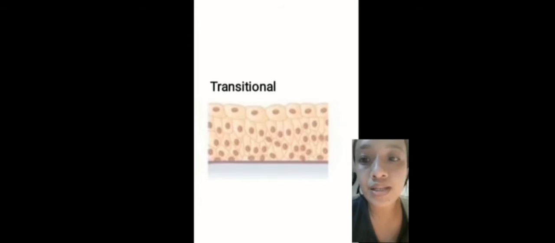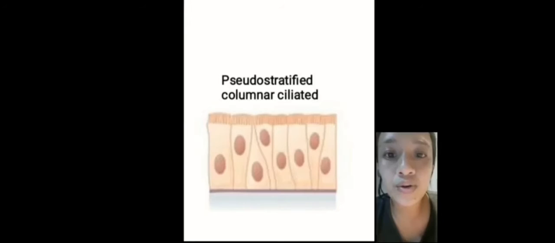The main function is to allow the urinary organ to expand and stretch. Pseudo-stratified columnar epithelium: the main location is the ciliated tissue that lines the trachea and much of the upper respiratory tract. The main function is that it secretes mucus, and the cilia move the mucus.